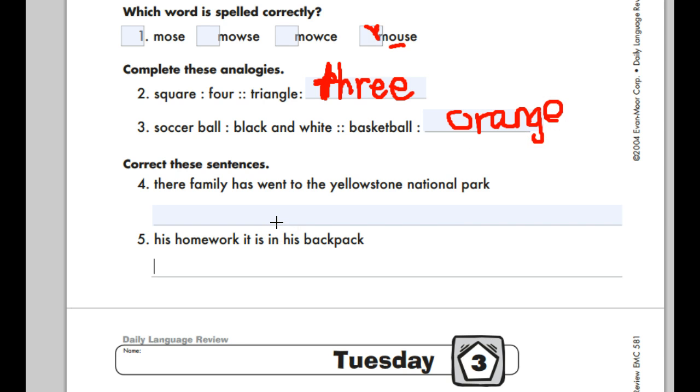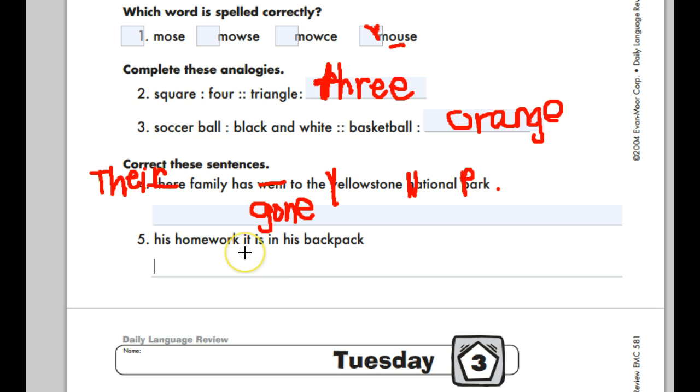Okay, correct these sentences. Their family has went to Yellowstone National Park. Okay, you guys all know that there are several theirs, and this is not the one that shows ownership or possession. That would be this one, Their with a capital T. Their family has, not has went, has gone to the Yellowstone, capital, National Park. Every single word in a title gets capitalized, period.